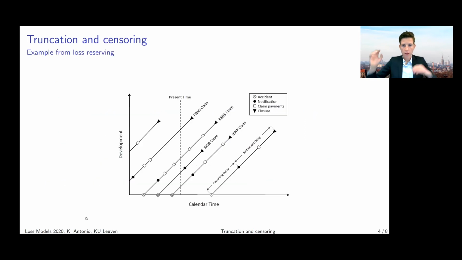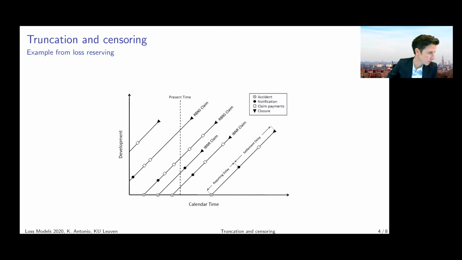I've got another example, which is perhaps a bit more difficult to explain for me. This is coming from claims reserving. So what you see here is the occurrence of claims or accidents or insured events over time. And after an accident occurred, the client will notify the insurance company about this accident that happened. And if the corresponding claim is accepted by the insurance company, then some payments will follow until the claim finally closes or settles, indicated here with a black triangle.